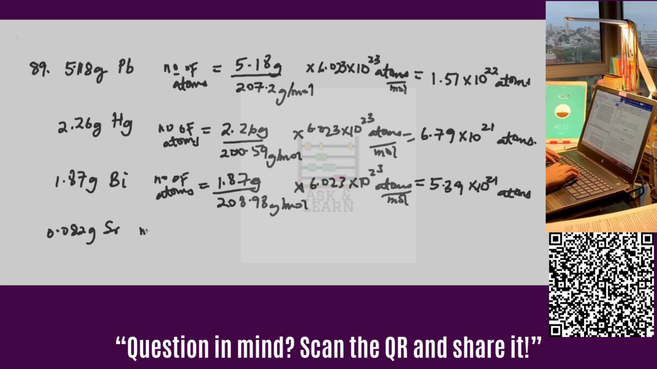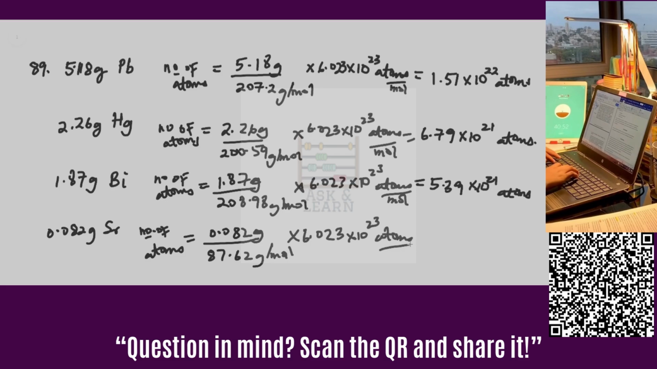And lastly, for strontium, same idea. We would have 0.082 grams divided by the molar mass of strontium, which is 87.62 grams per mole. Multiply that by Avogadro's number. And that would give you a value of 5.64 times 10 to the power 20.